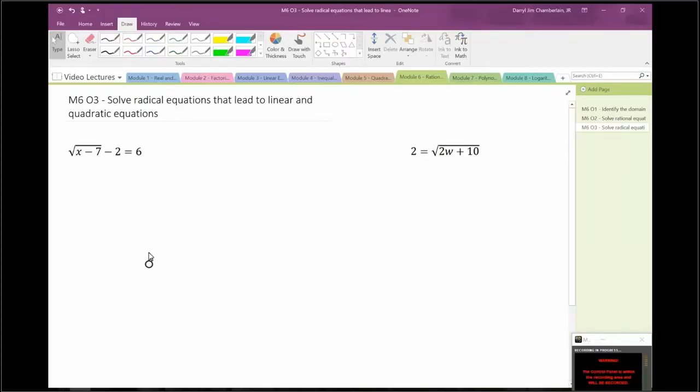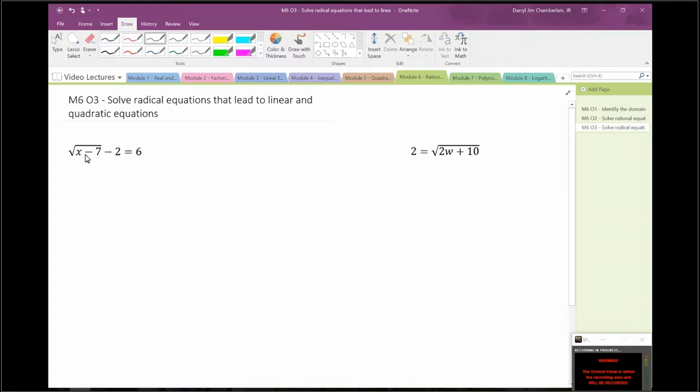Hello. In this video, we're going to solve radical equations that lead to linear and quadratic equations. So, just like last time, we want to make sure that we know what values are allowed to be solutions, and then we'll need a little bit more tricks in order to solve radical equations. So, let's just go ahead and get started by trying to solve this.